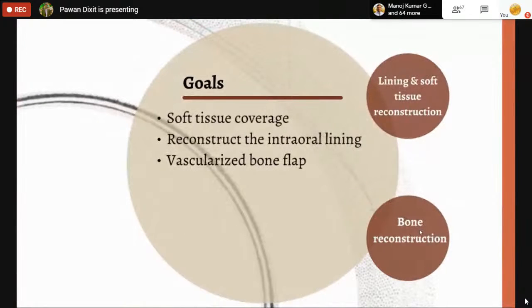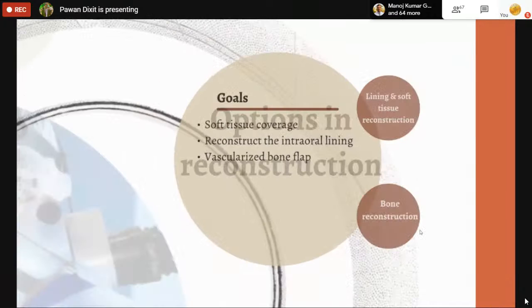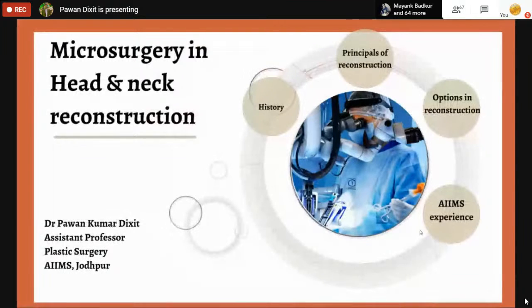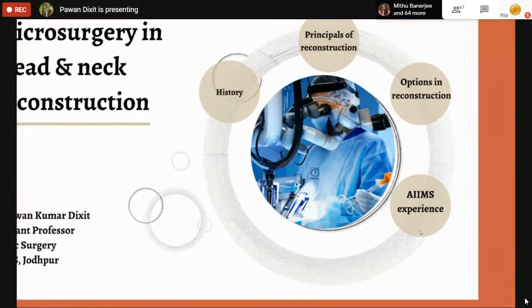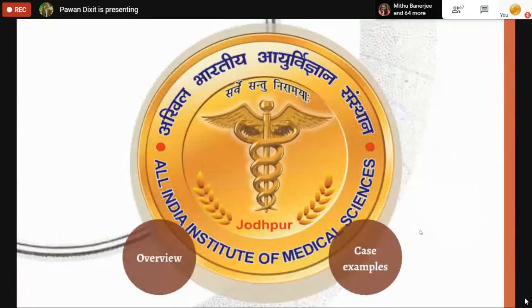So microsurgery has brought too many options and functional restoration in case of head and neck reconstruction. Now I will discuss our experience here in AIIMS Jodhpur.